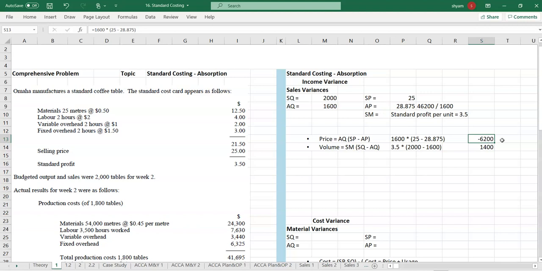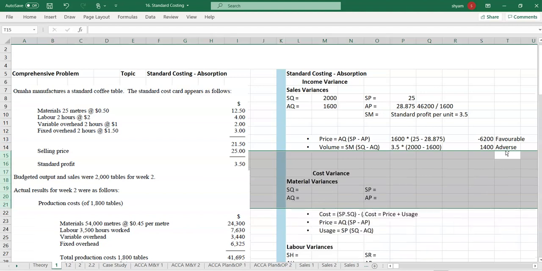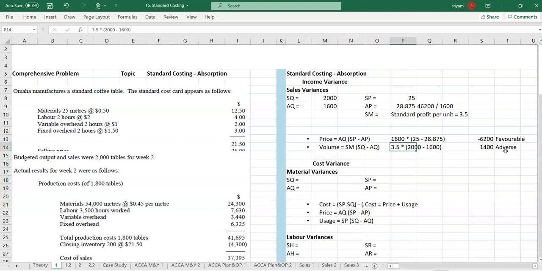So look logically and then put whether it's a good variance or a bad variance. Okay, they should have sold the item at 25, but they have sold at 28.8. Okay, it's a good thing. So we can put it as a favorable variance. Okay, I'll put it as FAV, favorable variance. And look at here, they should have sold 2000 units, which is the standard, but they sold only 1600, so that is a bad thing, which is called adverse. So that's about this concept.